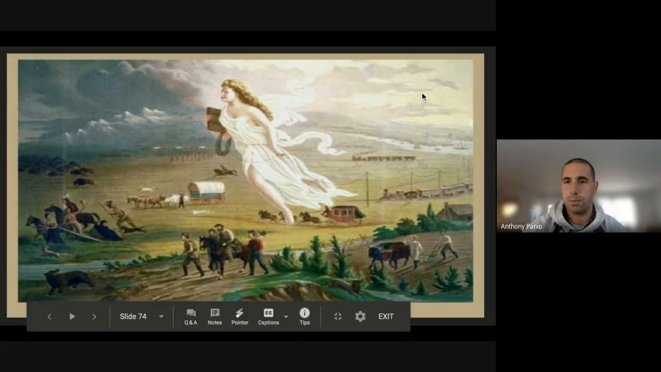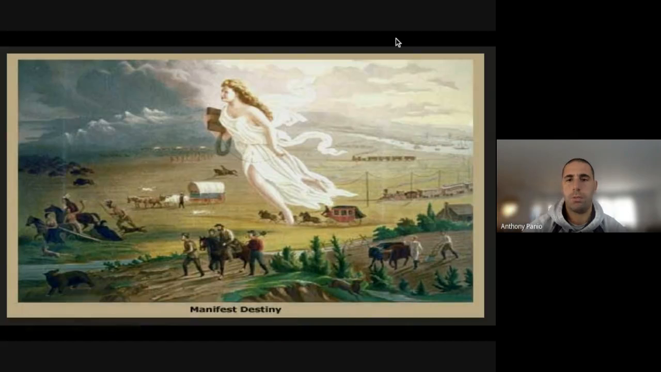Everything's moving westward. All right, this was a big push by the federal government to try and fill out the mainland of the United States. And again, they used that term, manifest destiny. It's America's destiny to own Atlantic Ocean to Pacific Ocean. And this was a very popular picture, I should say, not photo. This portrait, this painting was a big piece to try and get people moving westward.